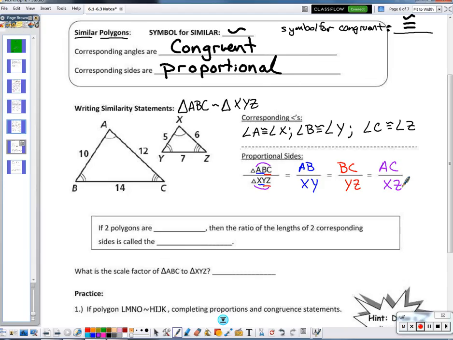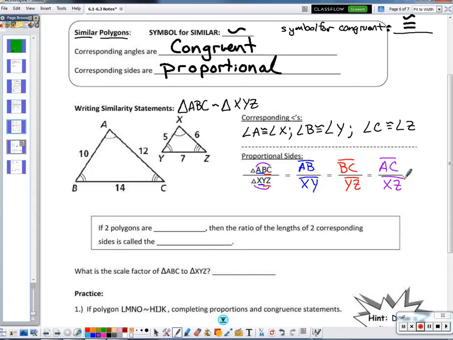I guess technically you would, yes, since they're talking about side lengths. Good catch.